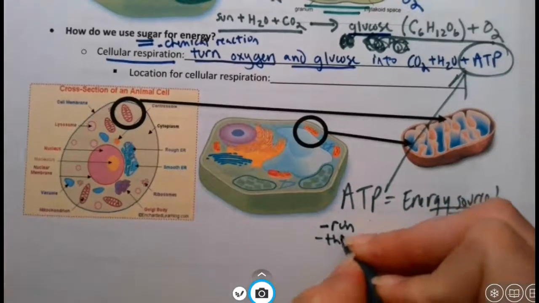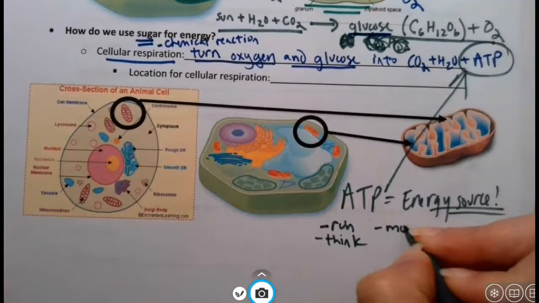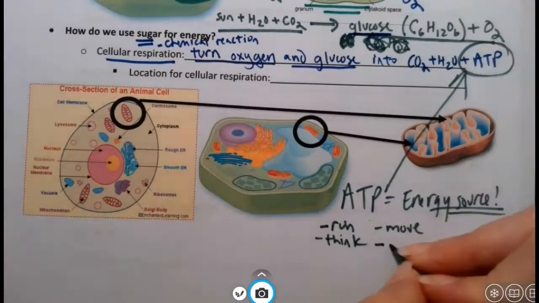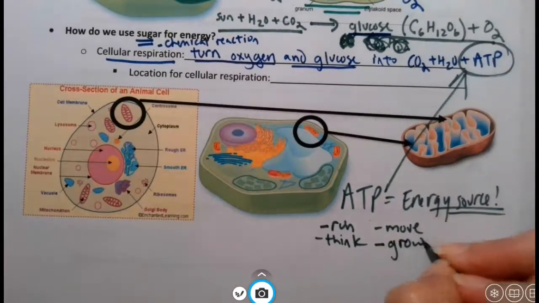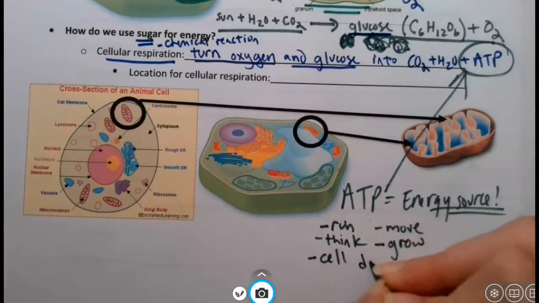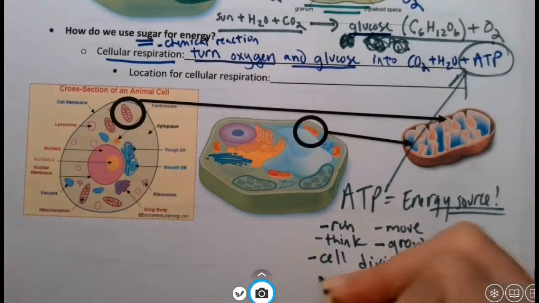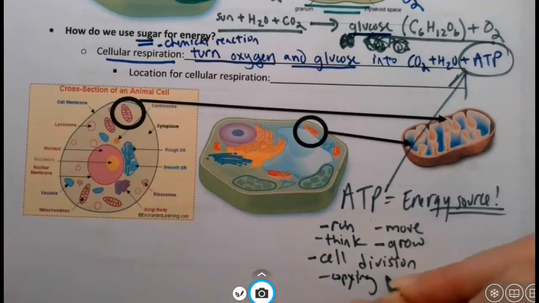It can help us think. It can help us move. It can help plants and animals and other organisms grow. It can help with cell division. It can help with copying DNA. So ATP is our energy source, and we make it by breaking down glucose.